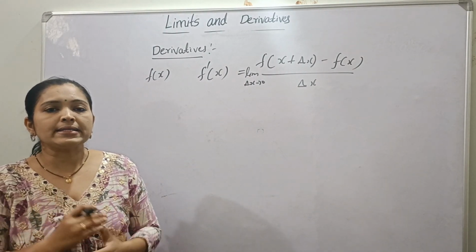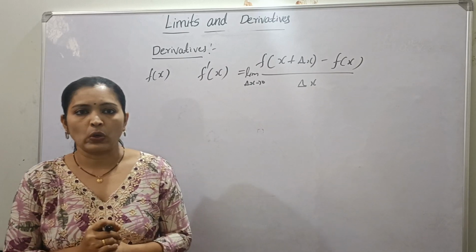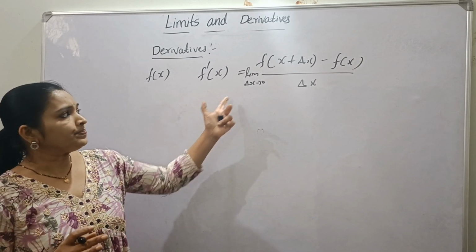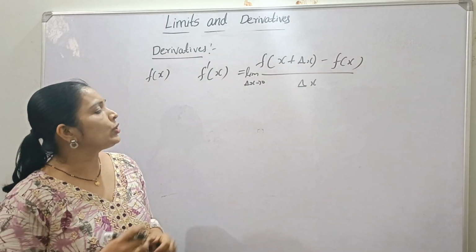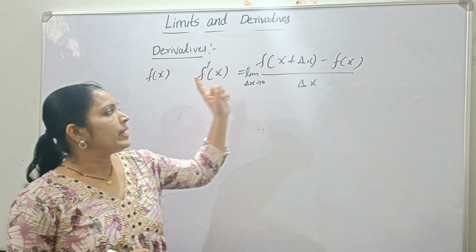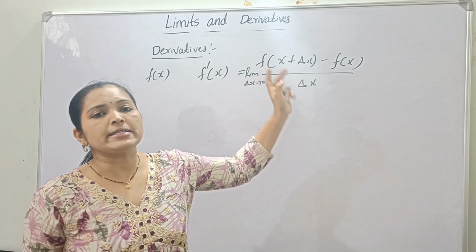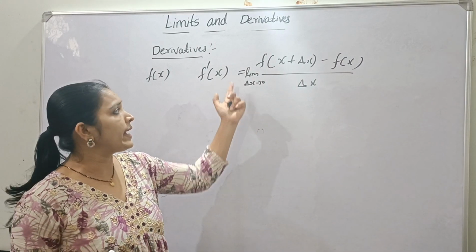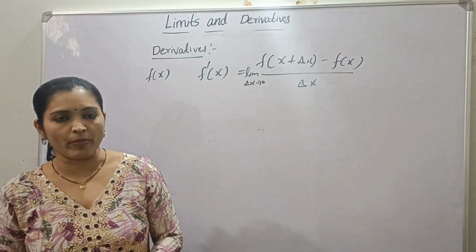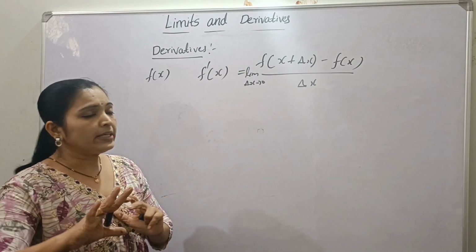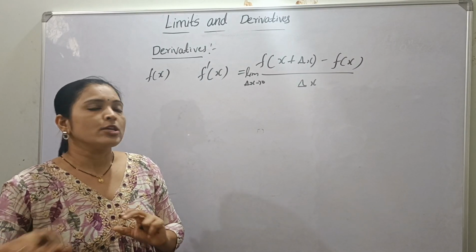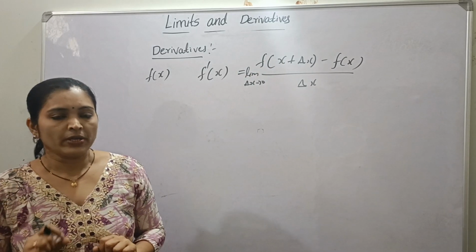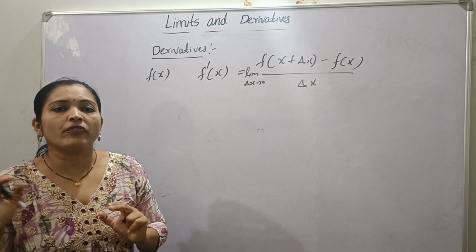Here delta x is nothing but the change of x. So f dash of x is equal to limit delta x tends to 0, f of x plus delta x minus f of x divided by delta x. If you directly substitute delta x equal to 0, you will get the 0 by 0 form, right? But when delta x tends to 0, what is the value that this tends to? That is the derivative, the rate of change.